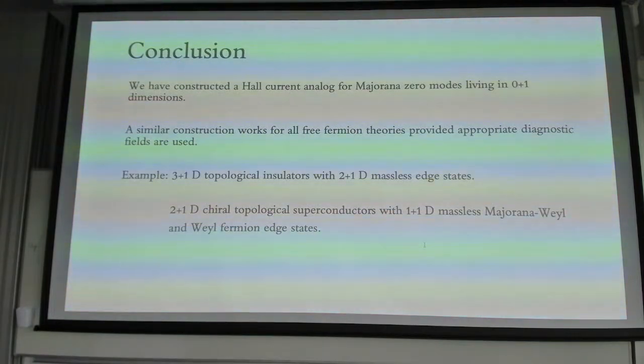So this is my conclusion slide. We have constructed a Hall current analog for Majorana 0 modes living in 0 plus 1D dimensions. A similar construction works for all free fermion theories that we have looked at, with appropriate background fields; you have to turn on the right background fields to create the 0 mode. So for example, you have the 3 plus 1D topological insulator with 2 plus 1D massless edge states, and 2 plus 1D chiral topological superconductors with 1 plus 1D massless Majorana and Weyl fermion edge states. It works out for all of these examples, and there are several others that I haven't listed.